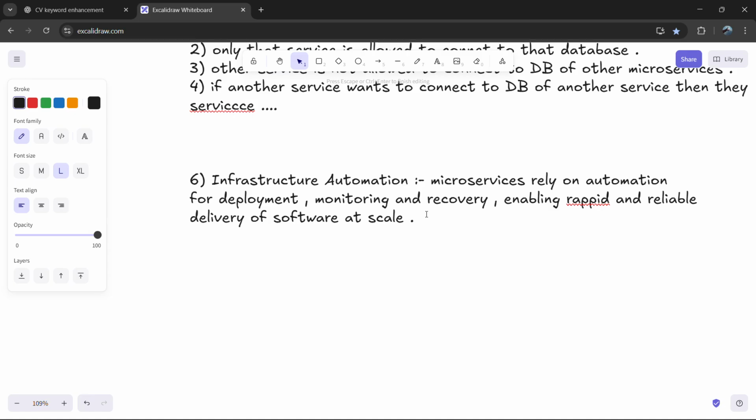So our seventh point is decentralized governance. So what does decentralized governance mean?